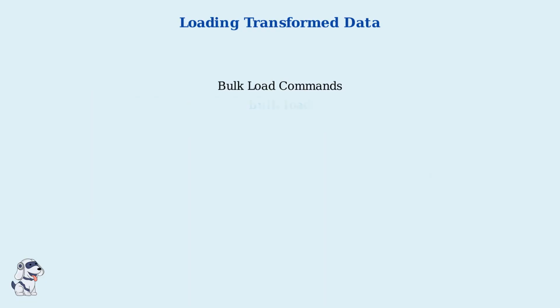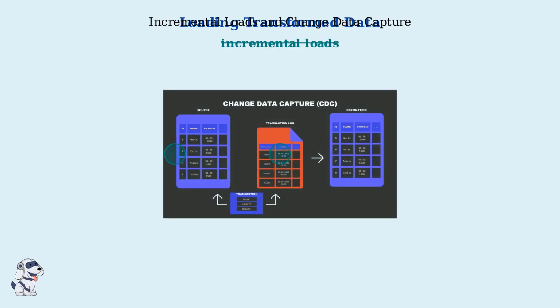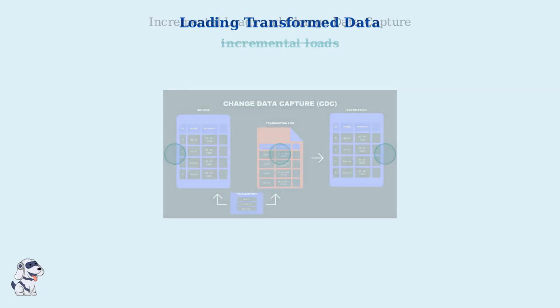For larger datasets, Snowflake supports bulk load commands like COPY INTO, which can ingest data from cloud storage stages with high performance and parallelism. To keep tables up to date efficiently, we use incremental loads and change data capture mechanisms. These only process new or modified data since the last load, reducing processing time and costs.